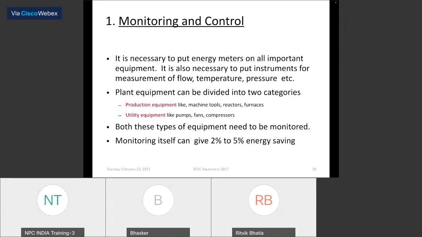So plant equipment can be divided into two categories: production equipment like machine tools, reactors, furnaces, and utility equipment like pumps, fans, and compressors. You might be knowing that your utility equipments are only fans, pumps, compressors, and the cooling towers. Both of these types of equipment need to be monitored, and the monitoring itself can give you 2 to 5% of energy saving.